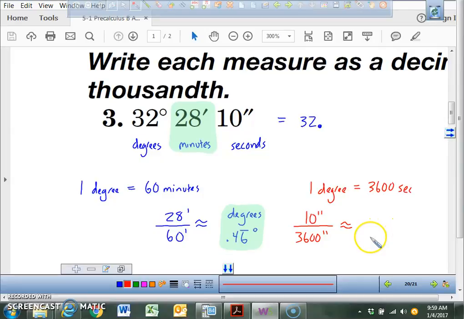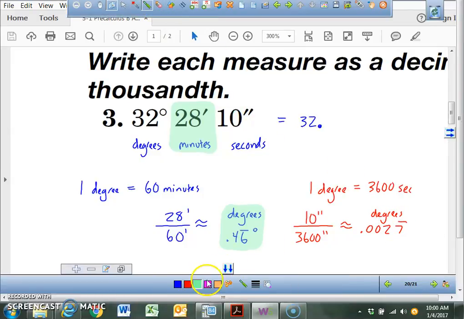Now we're going to get another decimal. Another funny-looking decimal. You got that there, Kate? What you got? Repeating. So right here, we have 0.0027 repeating. This represents also the amount of degrees. If you think about it, it should make a little bit of sense, because 10 seconds is really a very small fraction of a degree. So in the graphing calculator, we're going to take these and add them together.